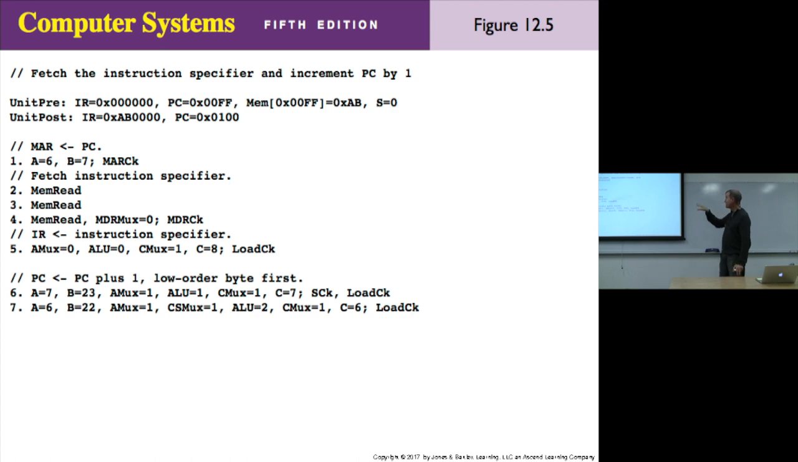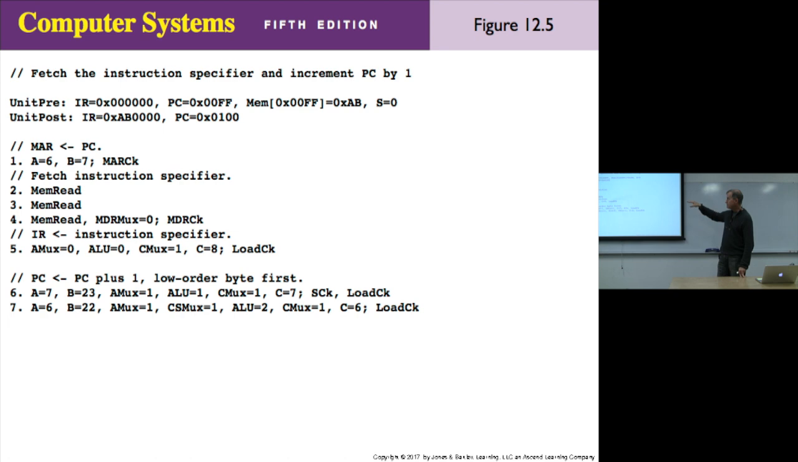And now look, figure 12.5 shows these are numbered, and how many cycles do we have to do the fetch and the increment altogether? 7, right? So if the cycle time is like 10 nanoseconds, that'd be like 70 nanoseconds to do that. All right, is everybody clear on what that means?